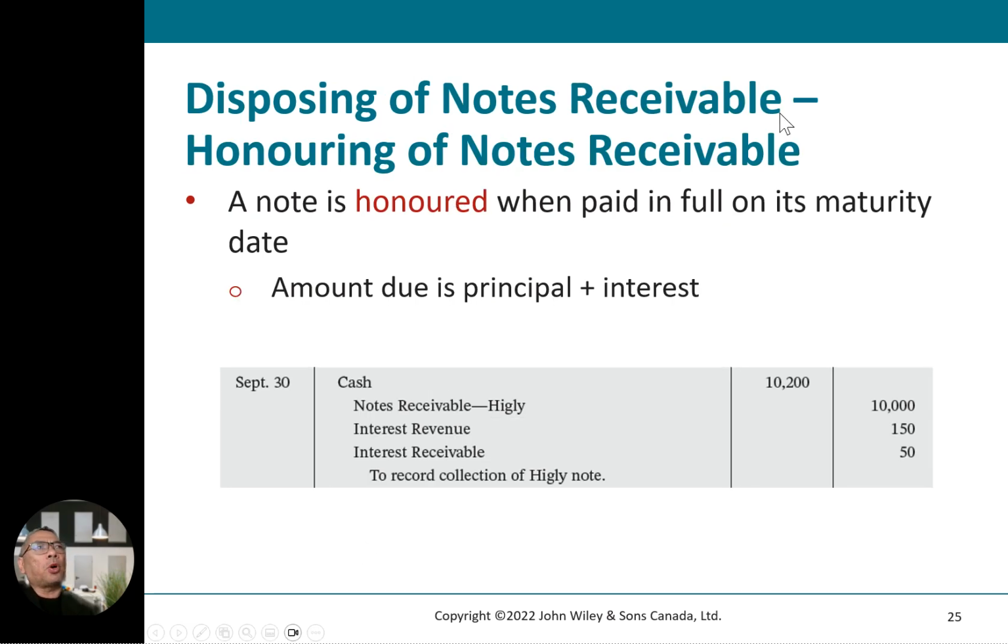Okay? Now, disposing of a note receivable: honoring the note receivable. A note is honored when paid in full at its maturity date. The amount due is principal plus interest. On July 30, cash is $10,200 debit. Note receivable is $10,000 credit. Interest revenue credit $150. Interest receivable credit $50, to record collection of the note.